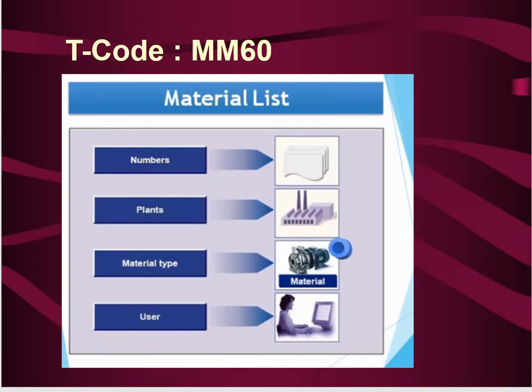Now the next is MM60. It's a material master report. In this T code MM60, you can view the basic details of the material master. You can see the numbers, plants, material type, who created that material, and which plants the material is available in. These are the basic things you can see using this T code. MM60 is a really good T code.